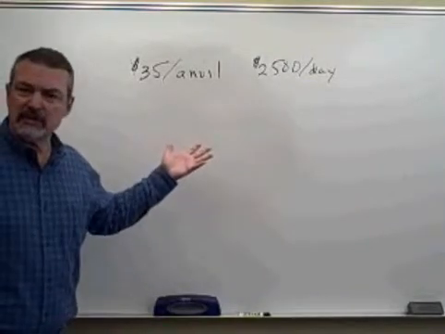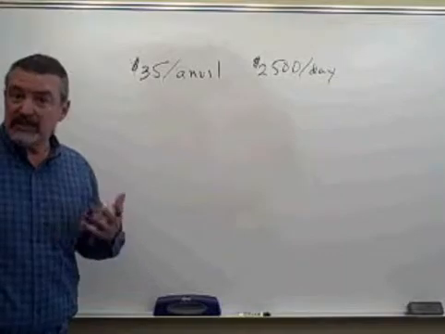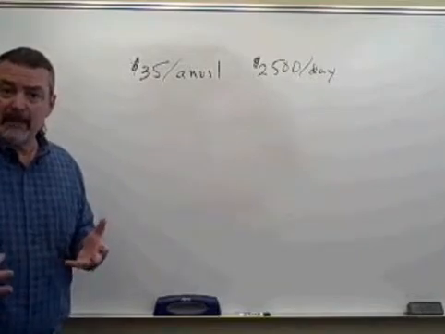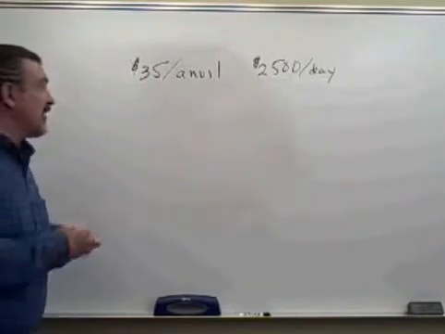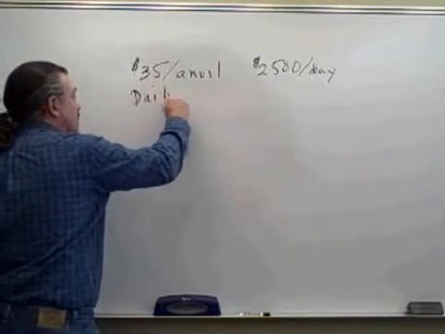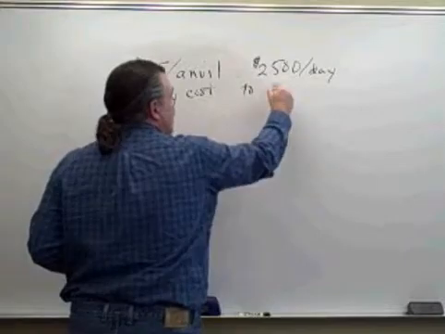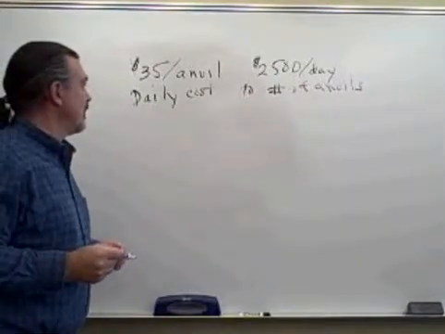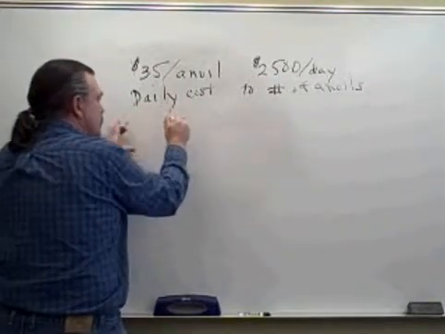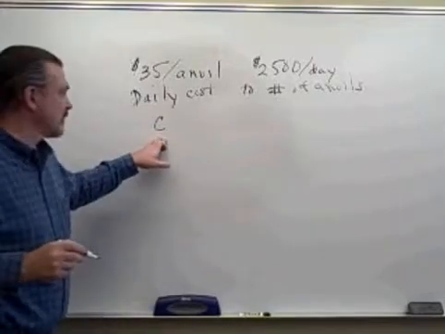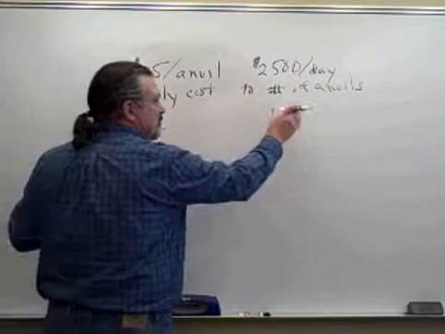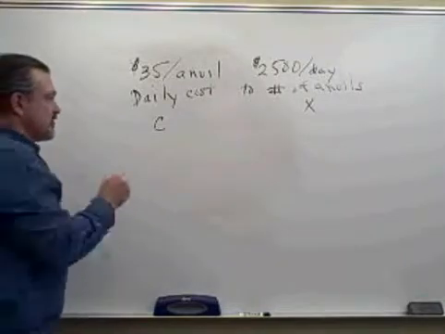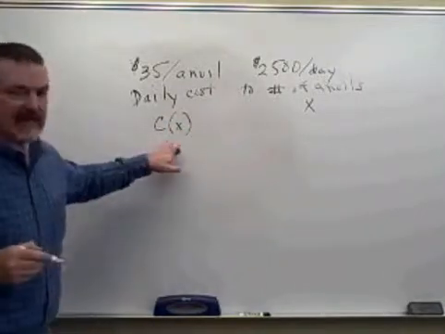Well, we can produce a linear equation in two variables, or a linear function if we want to use that terminology. We can produce a linear function that we could call a cost function that relates the daily cost to the number of anvils that we're going to make. And so the daily cost, we'll represent that by the letter C. And the C is going to depend upon the number of anvils we make. So let's let X represent the number of anvils. So this is a function that depends upon X.